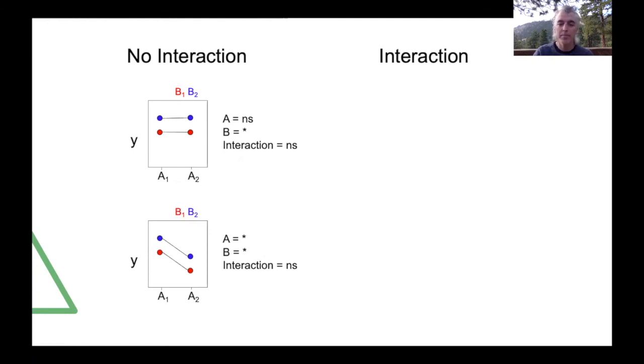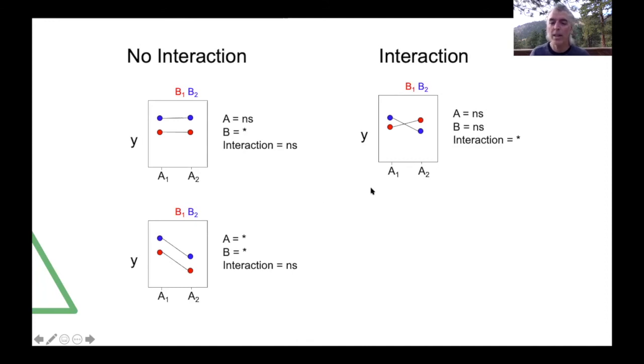In contrast, we might have a scenario that looks like this, where we have no overall effect of A. These dots aren't consistently higher than these dots. No consistent effect of B. The red dots are not consistently higher or lower than the blue dots. But we do have a statistical interaction where the effect of B depends on whether we're talking about A1 or A2. The blue dot is higher than the red dot in the presence of A1, but the blue dot is lower than the red dot when we have our factor level A2.